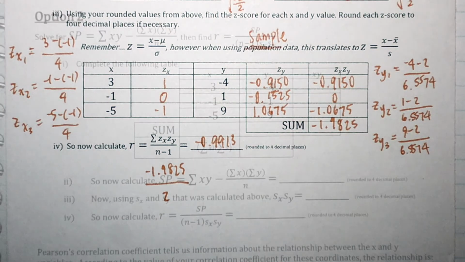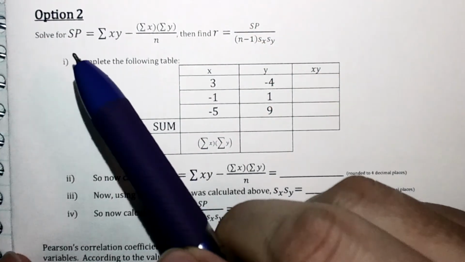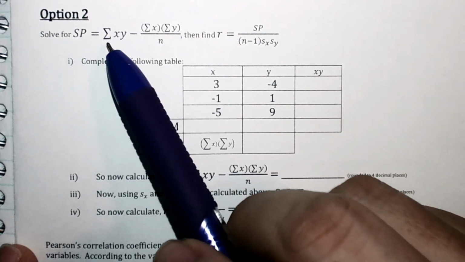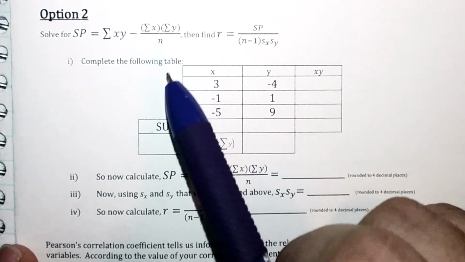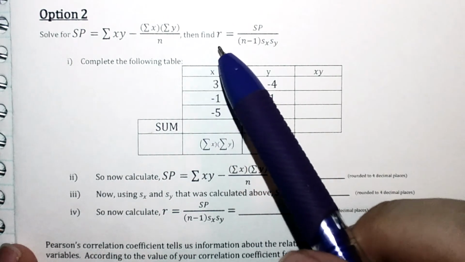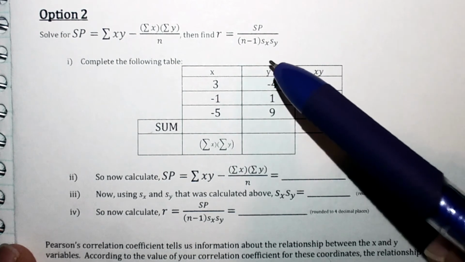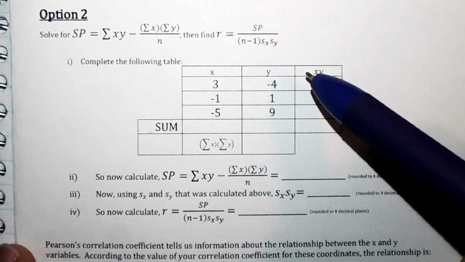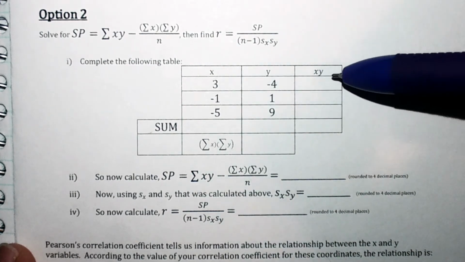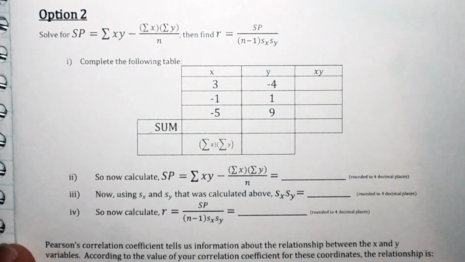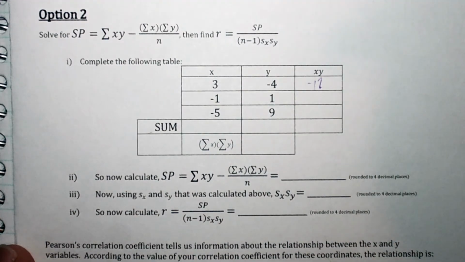Let's try a different option. So option 2 to calculate R is to use this SP, which is sum of products. You can see that we have a sum of products, xy, minus a product of sums, sum of x times sum of y, all over n. And then to find R, we're going to use that sum of products in the numerator and then divide by n minus 1 times standard deviation of x times standard deviation of y. So we're going to use this table to do so, and we just multiply across for xy. So x is 3, y is negative 4, xy is 3 times negative 4, negative 12.